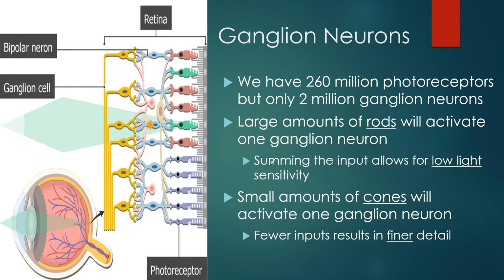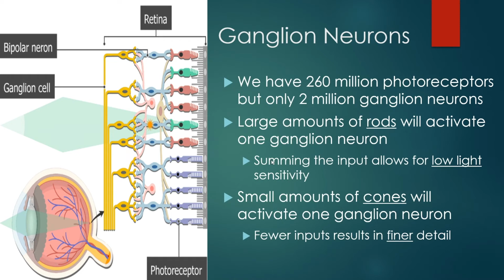But on the flip side, you can have one cone activating one ganglion neuron. So it shows you the disproportionate representation of cones to rods. The actual signals going to the brain are much more coming from the cones than from the rods. And this is what allows us to see the detail that we do. You can kind of see that here. This is a very simple representation, but it makes the point that this one cone is activating this one ganglion neuron, and here you have multiple rods that are activating one ganglion neuron.